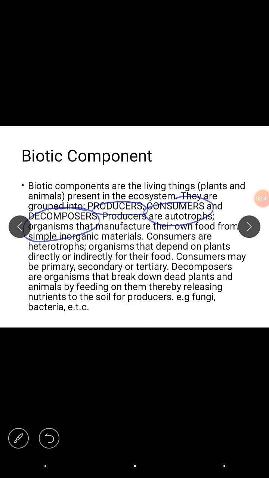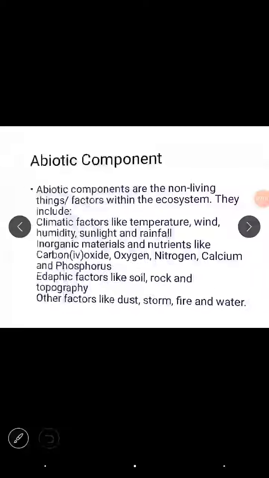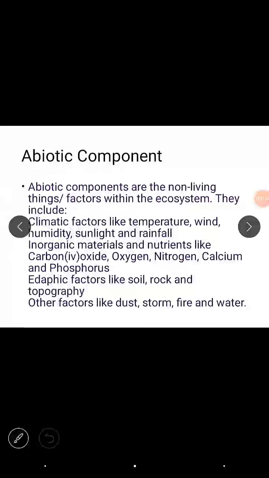So those are biotic components, all the living factors: the producers referring to the autotrophs, the consumers referring to the heterotrophs, and the decomposers referring to organisms that help to decompose the plants and animals that are dead, okay. And then lastly, the abiotic component. When we say the abiotic component, that's the non-living factors or non-living things within an ecosystem. Like I said earlier, it could be climatic factors like temperature, wind, humidity, sunlight and rainfall. Those are non-living factors, and they affect organisms living in a particular ecosystem.